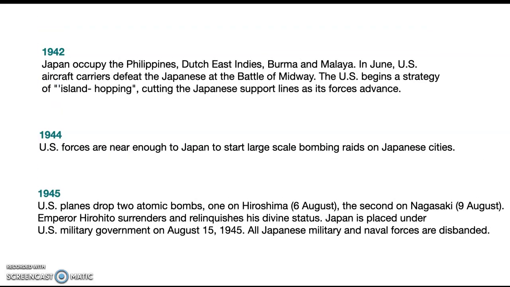In 1945, U.S. planes dropped 2 atomic bombs, one on Hiroshima on the 6th of August and the second on Nagasaki on the 9th of August. After that, Emperor Hirohito surrenders and relinquishes his divine status. Japan is placed under U.S. military government rule on August 15, 1945. All Japanese military and naval forces are disbanded.